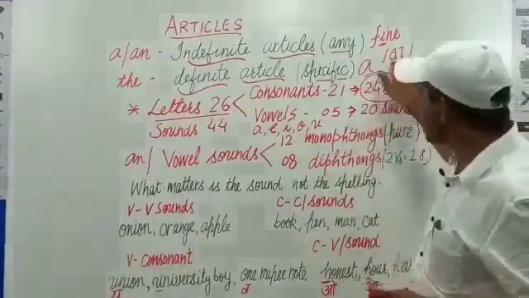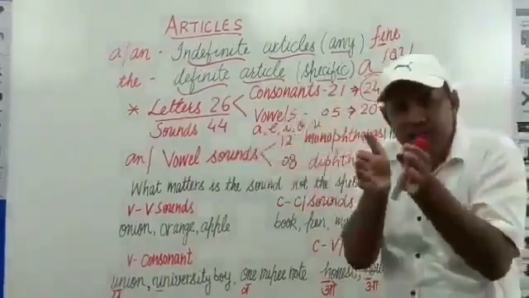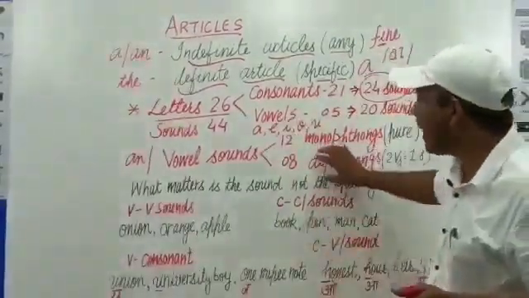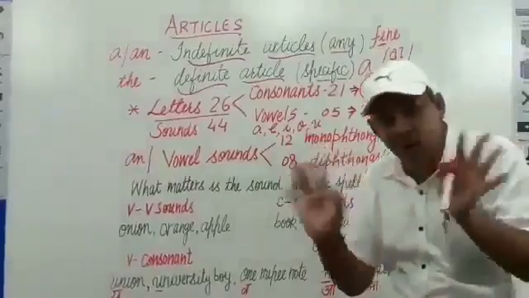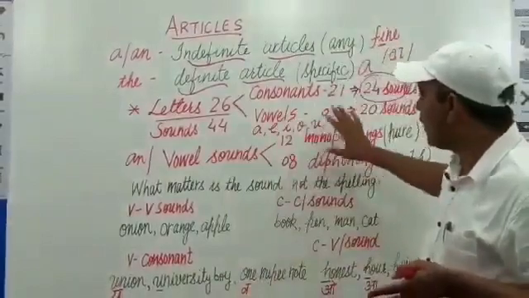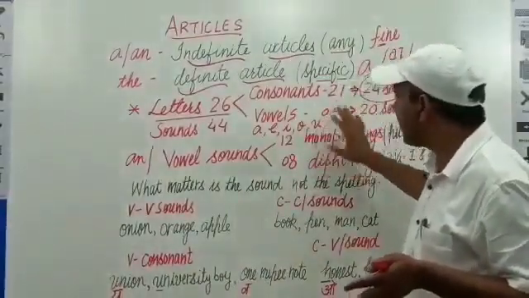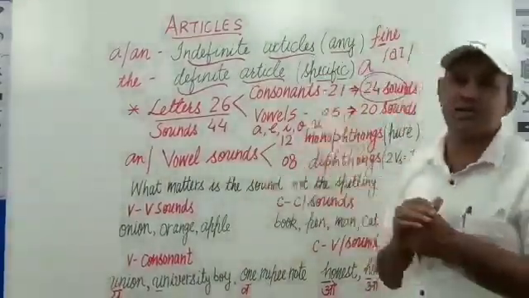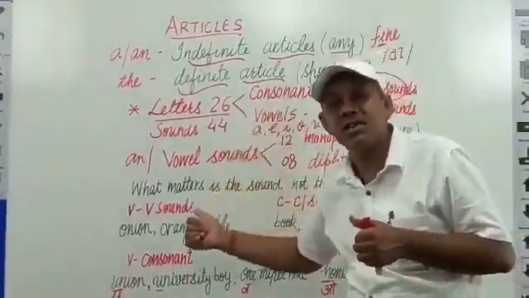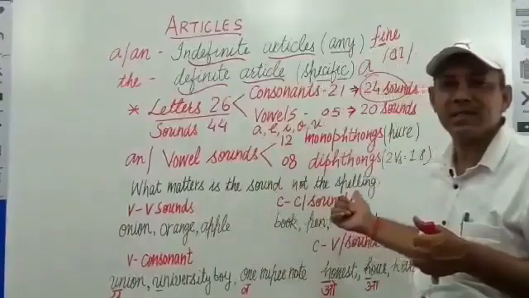That's why these 2 sounds come together to produce a single vowel sound. These are known as diphthongs. We need not go into details. We just have to know the basic information about the sounds, because in the case of articles, sounds matter, not the spellings.